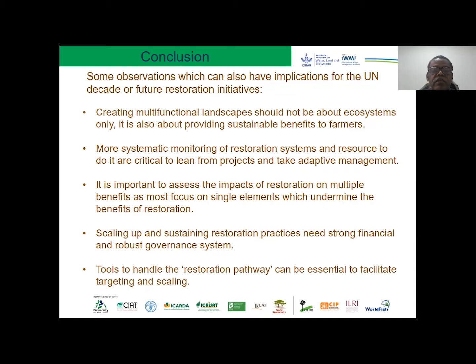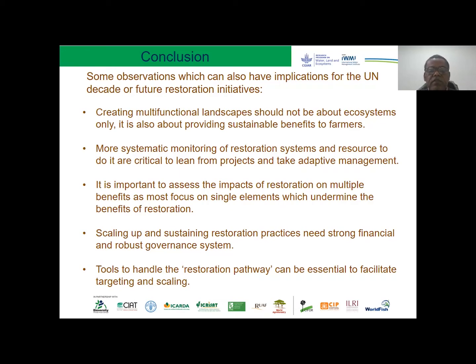In addition, there is a need for systematic monitoring of efforts. There are huge investments being made, but no comprehensive analysis of impact is made. That is very critical to be conducted. And also there is even a lack of baseline data in some cases. It's also very important to assess the multiple impacts of those practices instead of single or two parameters or services. It will be very important to analyze the comprehensive impacts of interventions so that we don't underestimate the value of restoration.